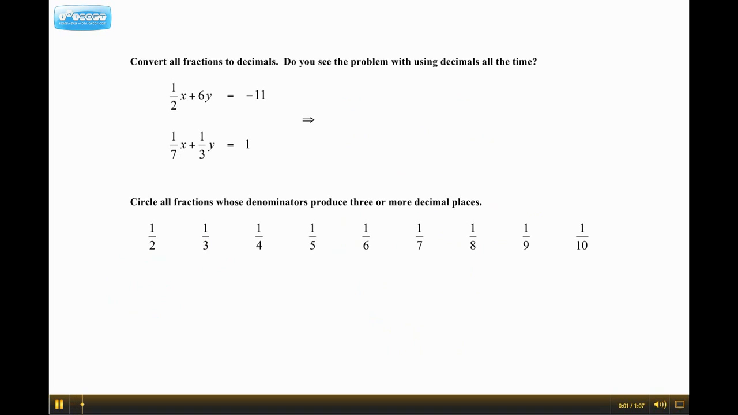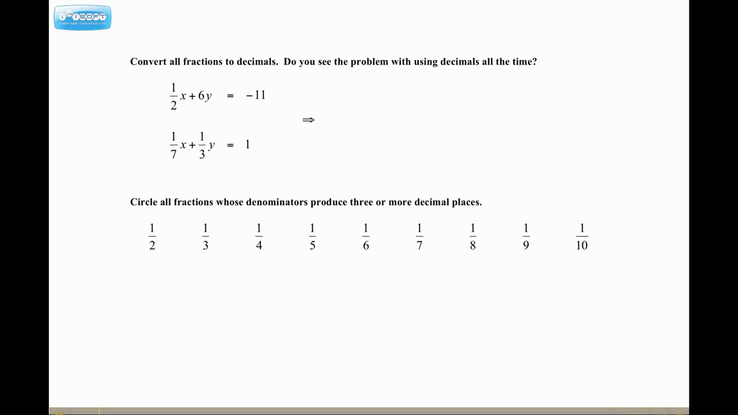Now before you go jumping for joy thinking, oh my goodness, decimals are so great, they're easy, and I'm going to use them all the time to solve my problems. Well, think twice. Because I have a system here, and it asks us to convert all the fractions to decimals, as we did before. But it asks, do we see a problem? Well, I can see it already, but let's just write them out. So as a decimal, I get 0.5x plus 6y equals -11, which on the face of it doesn't seem like any trouble. But, ooh, 1 over 7?